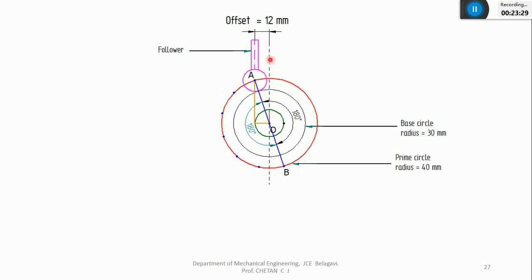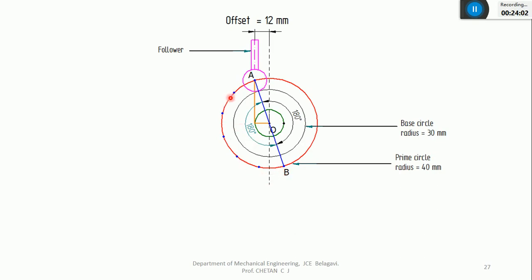Since this is the type of offset follower, I will not draw the radial lines which are joining towards the center. If it is a radial follower, it means the axis of the follower and the axis of the cam are the same, and I will draw the radial lines and extend. But this is a kind of offset follower, as I explained in the previous 3 problems. Since it is an offset follower, I need to draw tangents from all these 6 points.